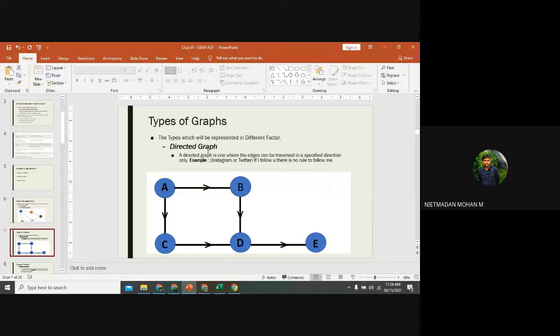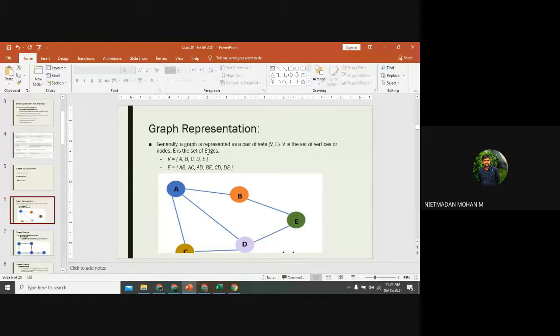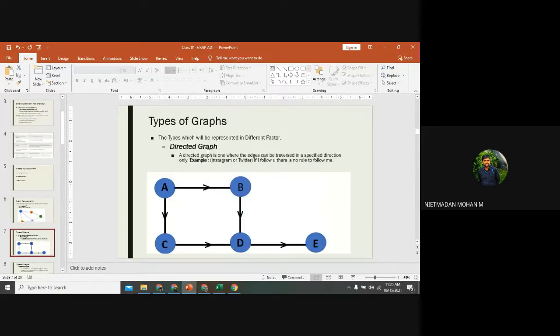Now we will move to the types of graphs. The graph representation will be like this. We have studied the difference between graph and tree, and this is not a tree representation; it is a graph representation. We can travel from any node to any node in the graph, whether right side or left side, unidirectional or bidirectional, whatever it may be.